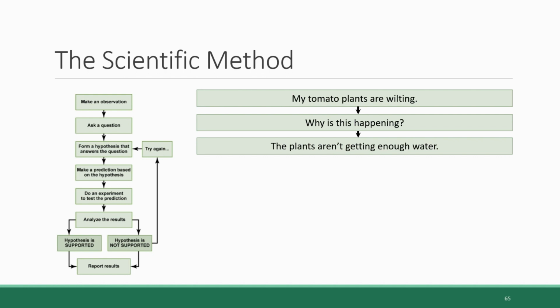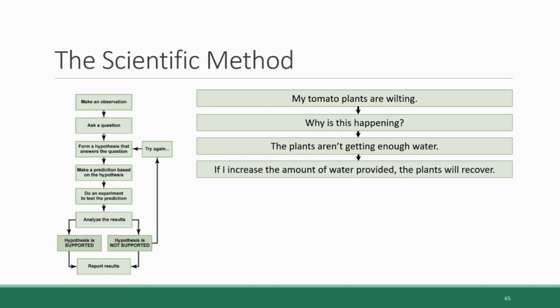Next, I make a prediction. And a prediction often comes in the form of an if-then statement. So in the context of this problem, my prediction would be that if I increase the amount of water provided, the plants will recover. Next comes the stage where I put my hypothesis and my prediction to the test.